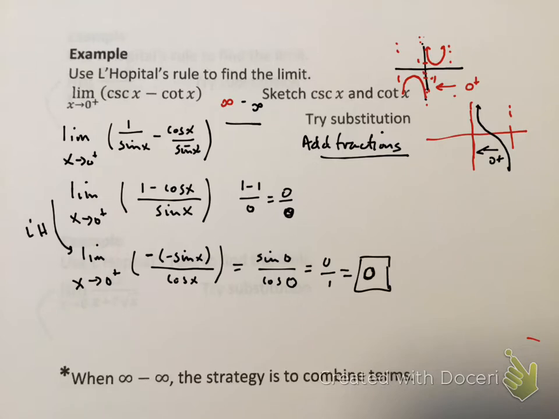But you might need to find some more examples of this and add this later. Maybe I'll write it up and send it to you if I don't have more examples of it. But you will definitely need to go through this process. So you have to add fractions if you have infinity minus infinity, so that you can go ahead and apply L'Hopital's rule. You cannot apply it until you get to this situation right here of 0 over 0.